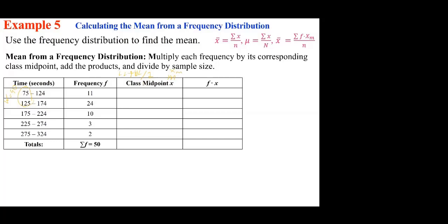So if the first one is 99.5, the rest of them I don't have to calculate. I add them up. I add what? The width. So I hope you see all you have to calculate is the first one, 99.5. Then it's a simple addition of 50.